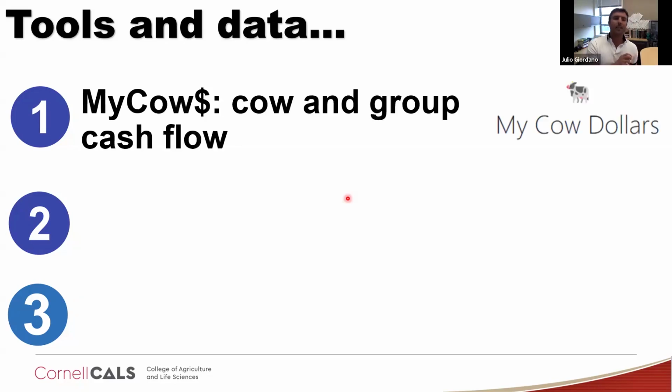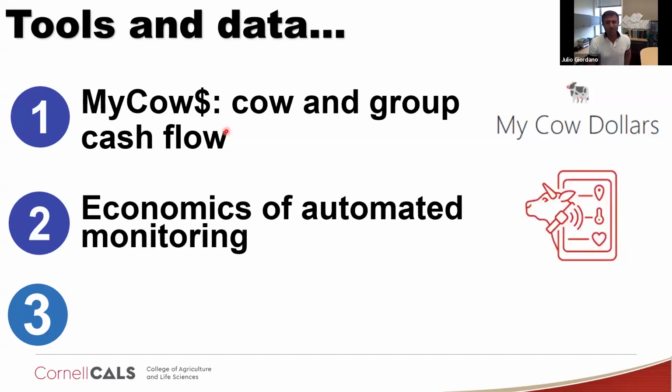So three things that I have prepared for you today. I'll start with a tool that our group has been working on for a few years. We call this tool MyCow Dollars or MyCow Money. And this is basically a tool that estimates and documents, I should say, individual cow, and through that it can document as well the cash flow of groups of cows or a whole herd.